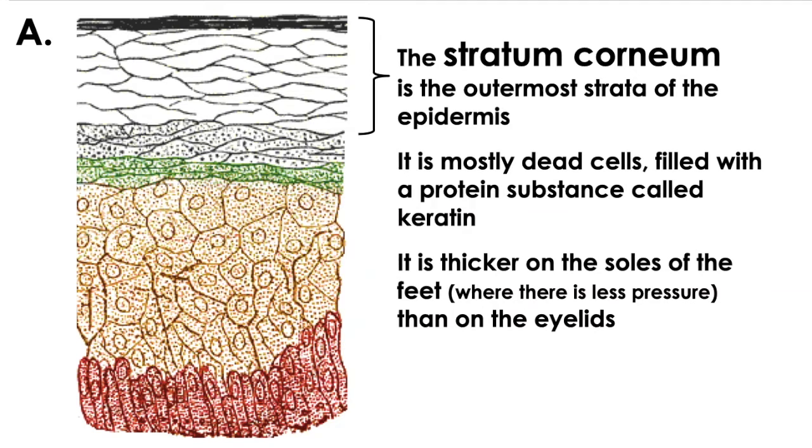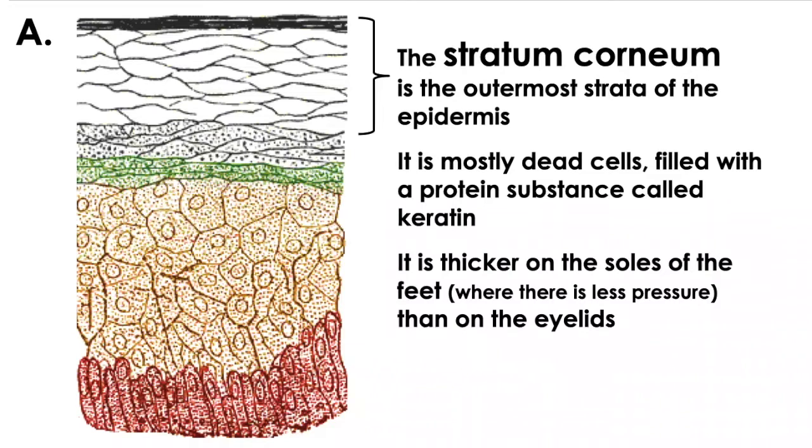So let's address the 5 different layers. We have the top one, which is the stratum corneum. This is the outermost layer. This is primarily dead skin cells, and these dead skin cells have the protein keratin within them.